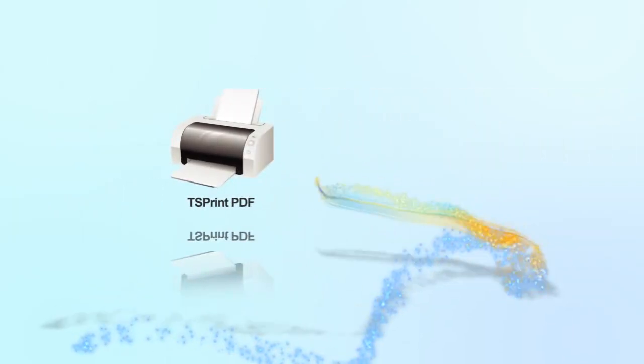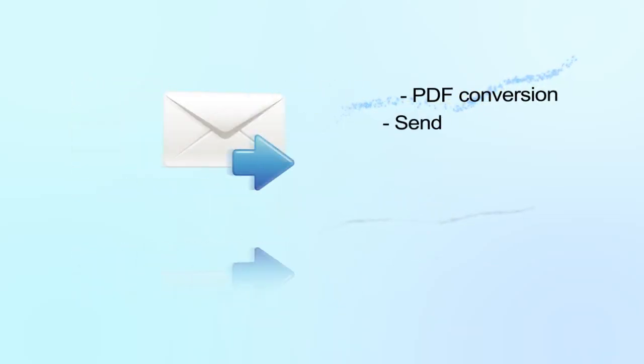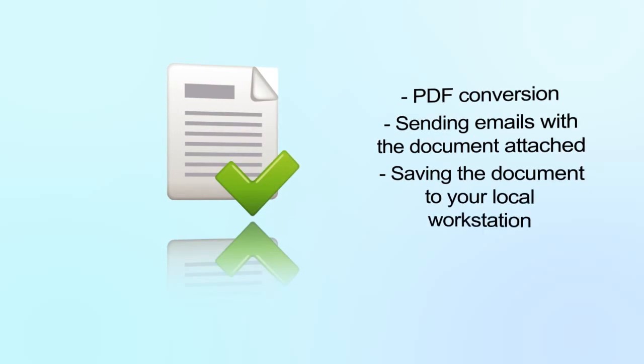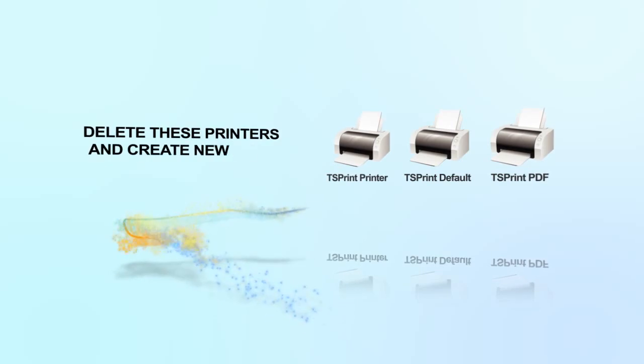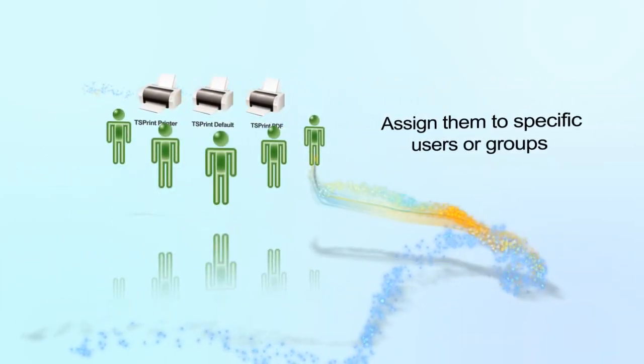The third TSPrint is a PDF printer. This one offers you valuable tools and options like PDF conversion, sending mails with the document attached, saving the document to your local workstation. If that's not enough, you can also delete these printers and create new ones. In addition, you can assign them to specific users or groups.